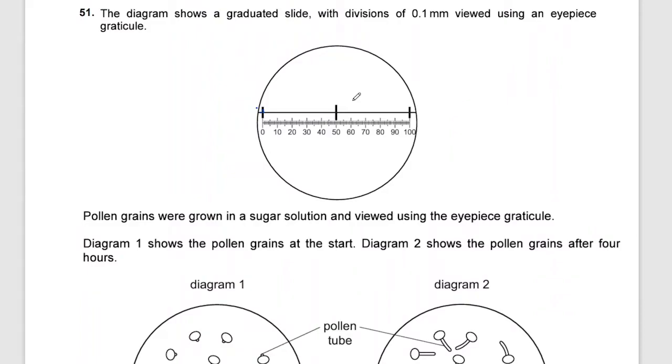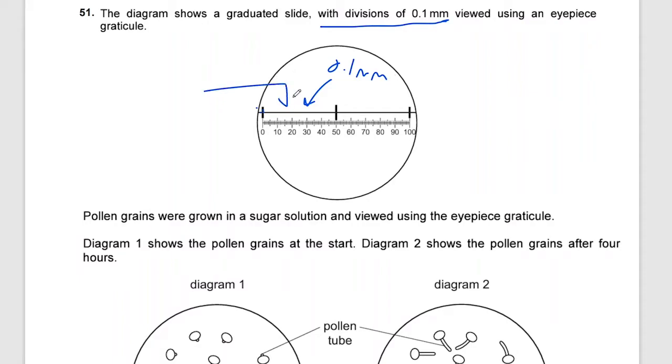So, question about microscopy. We are seeing a stage micrometer which has divisions, and they're saying that each division is 0.1 millimeter wide. So every single division is 0.1 millimeter wide. Now, let's try to know what these things are.